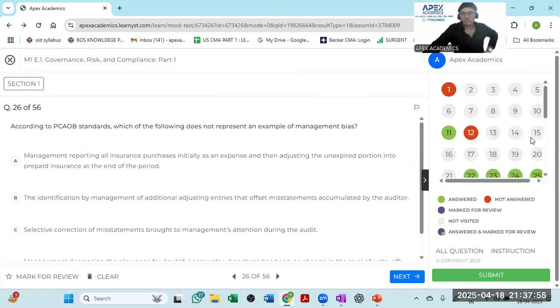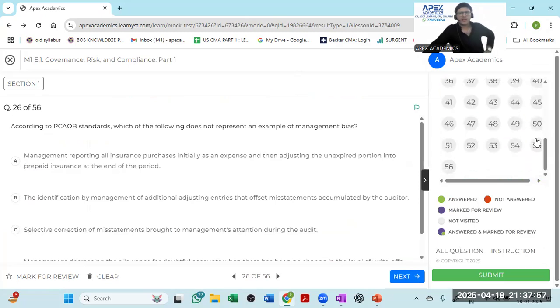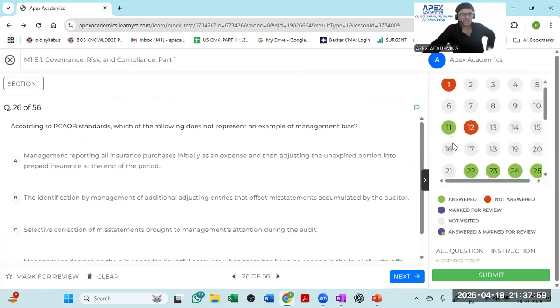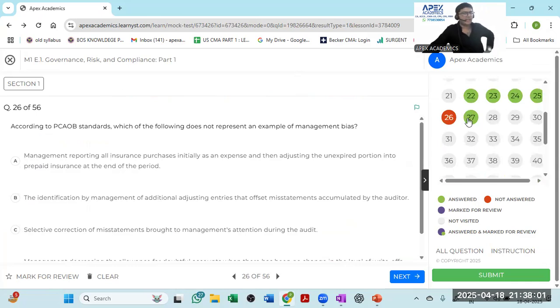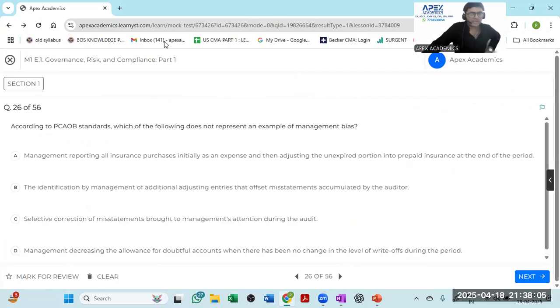So far in our overall scheme of MCQs, there are how many? 56. These ones that you can see in the green are SOX. So now please see. According to PCAOB standards, which of the following does not represent an example of management bias?